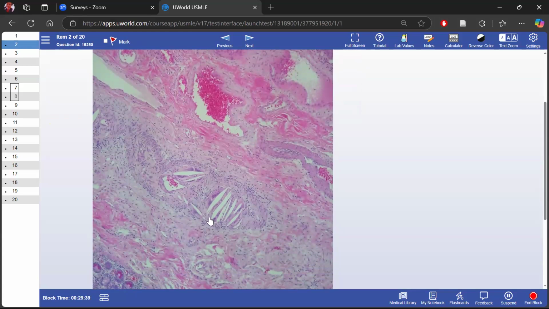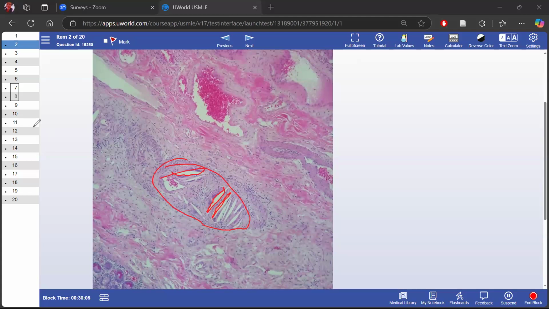On H&E stain, lipids will be degraded, so cholesterol will appear white on H&E stain, right? So this here is the lumen of the artery, and you can see these needle-shaped whitish structures. These are the cholesterol clefts that are occluding the lumen of the vessel.